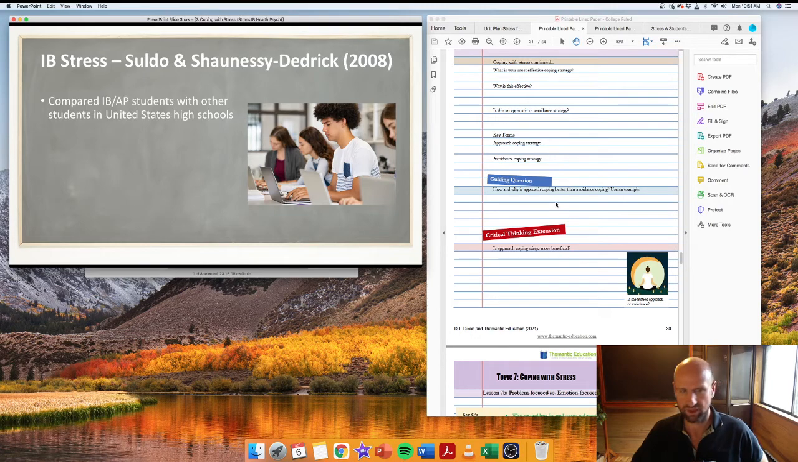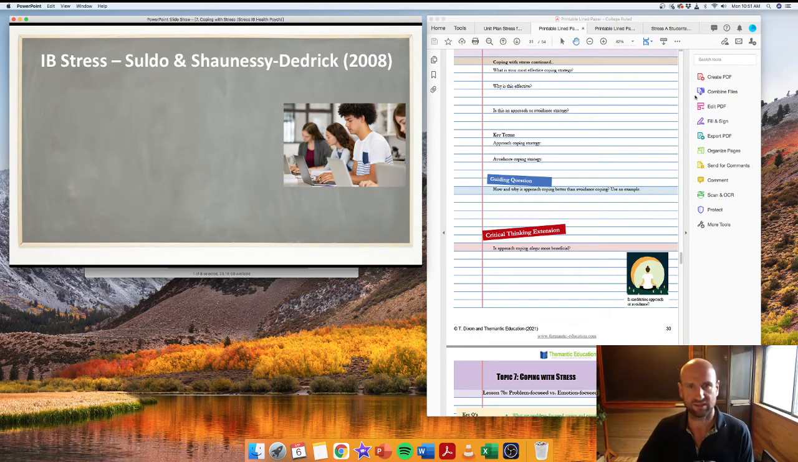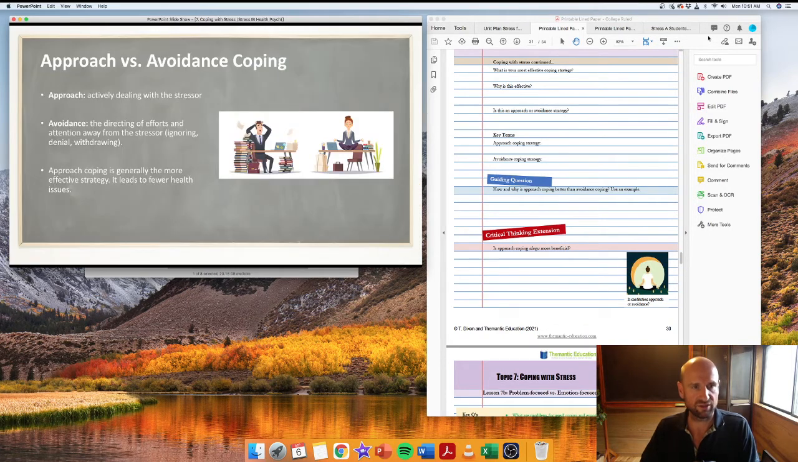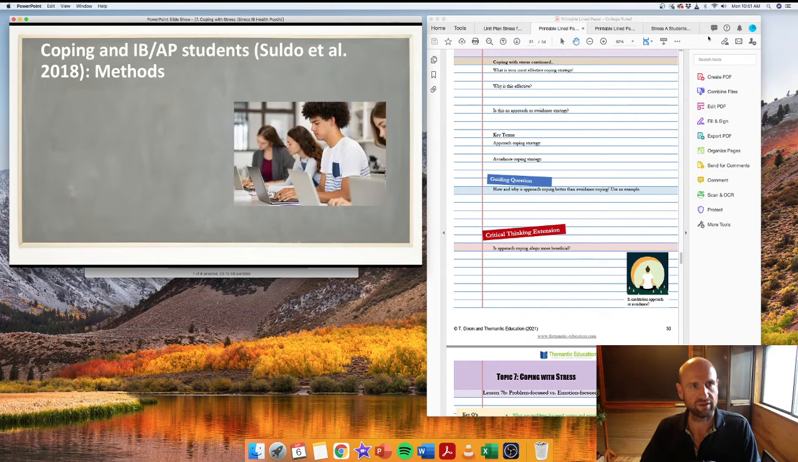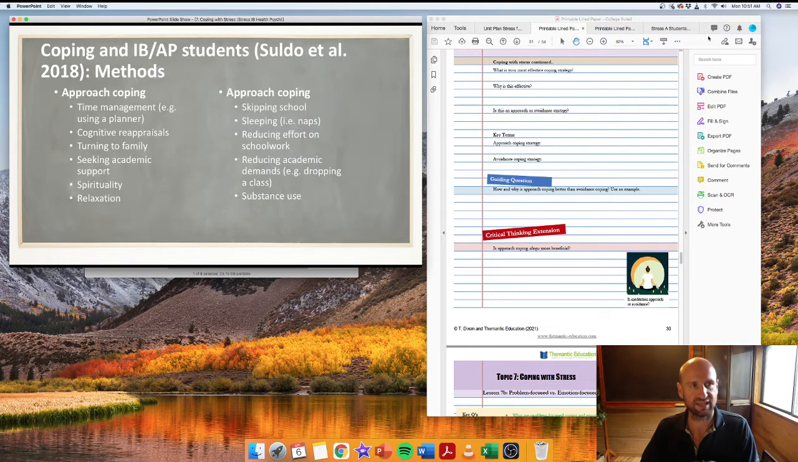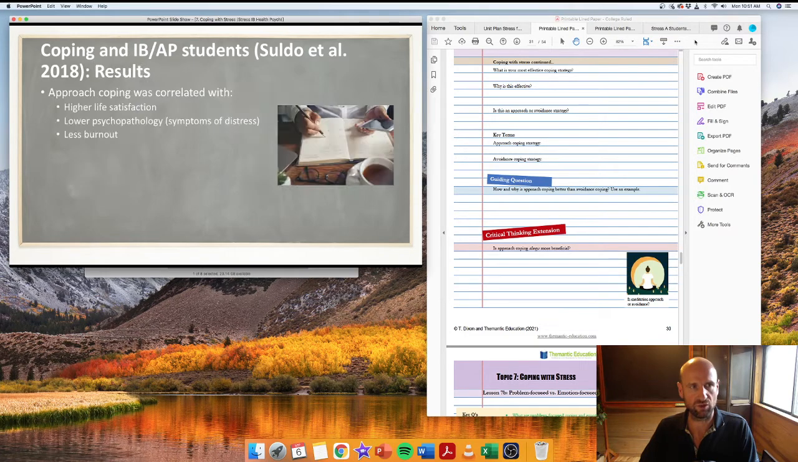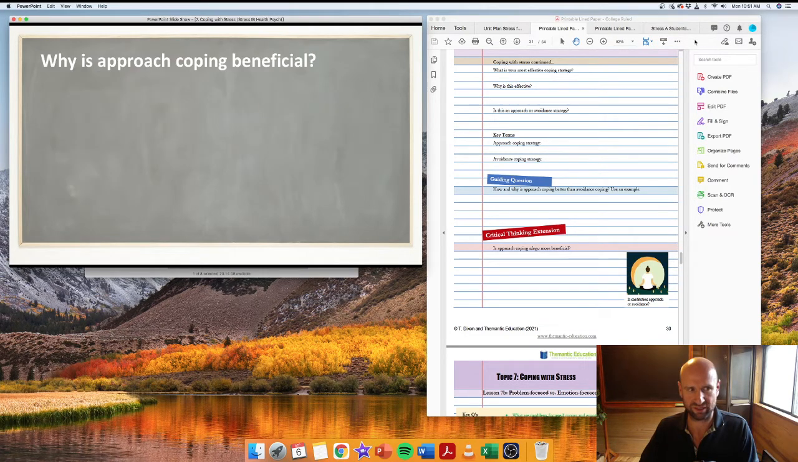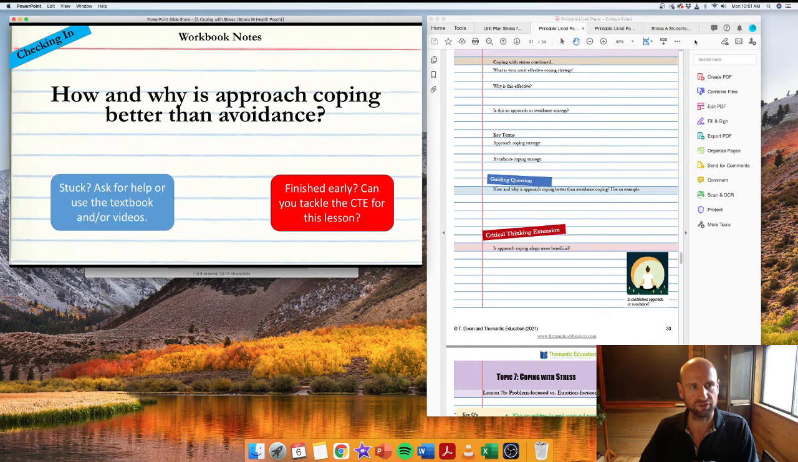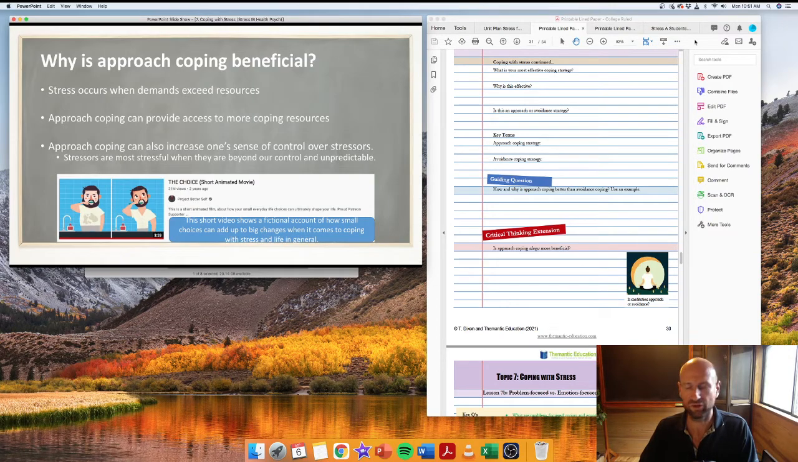And hopefully they can answer the grading question. And then there's another study in this lesson, about IB students, where those that used an approach coping strategy were better off. So we can talk about that study. And a second study, this is the study here, right? They compared coping strategies with IB students and who had better mental health and less stress. Okay, so this is all in the video tutorial, or you can watch the video or the audiobook or read it in the textbook.